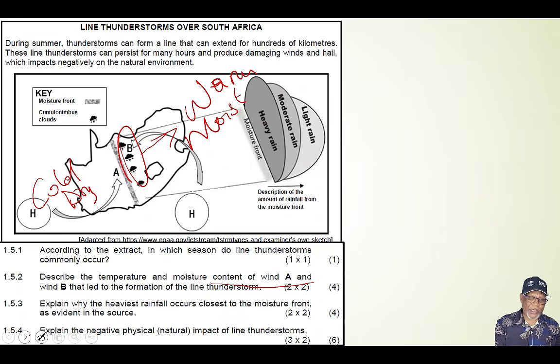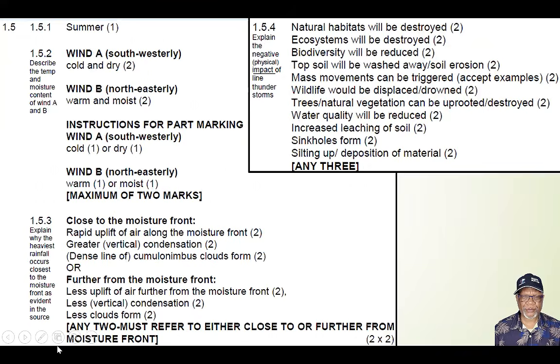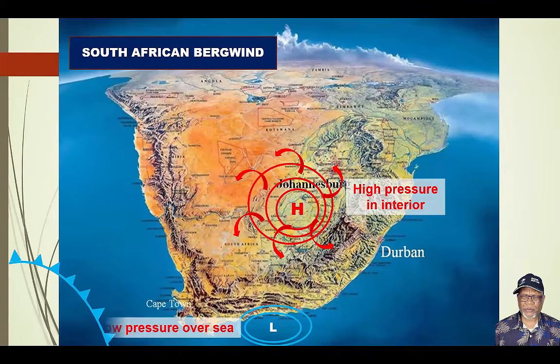And now here is that question again. The impact on the natural environment. So we said the impact on the natural environment for tropical cyclones is the same as the impact for mid-latitude cyclones and line thunderstorm. So the impacts are the same. Okay. Now what do we have there? We have your berg winds. You must be able to define what berg winds are. Berg winds are hot, dry winds that blow from the interior to the coast during summer.